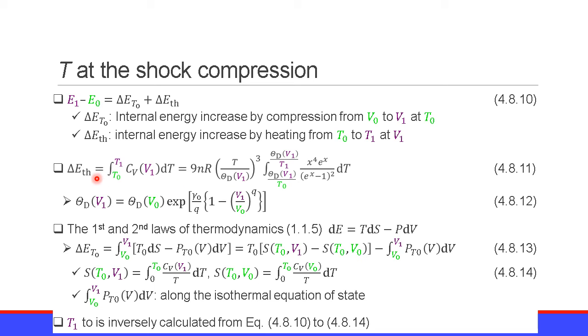So delta E_Th is equal to the integral of the heat capacity at constant volume from temperature T0 to T1 at volume V1. And we approximate the heat capacity CV by the Debye model like this, where theta D is divided by the temperature at V1.